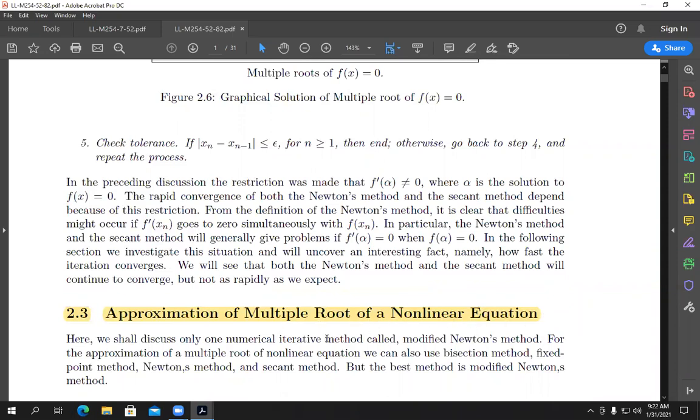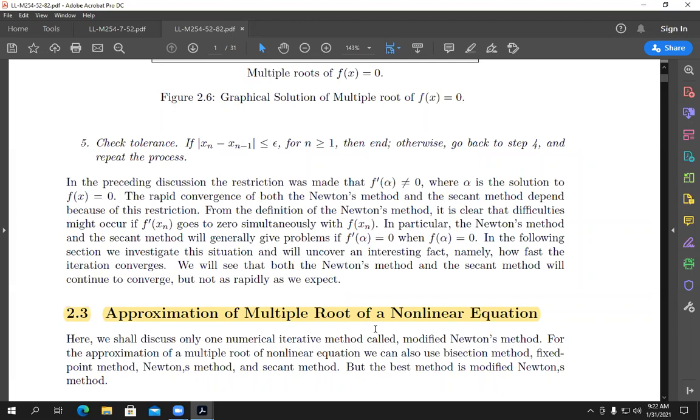This part I didn't send you the PDF file. Inshallah, maybe I will send you today, because I already sent you one PDF file, which we already finished now, the material for that file. And we need the second part of chapter number 2. I put it in another PDF file, which I will send you inshallah soon. Now, approximation of the multiple root of the nonlinear equation.